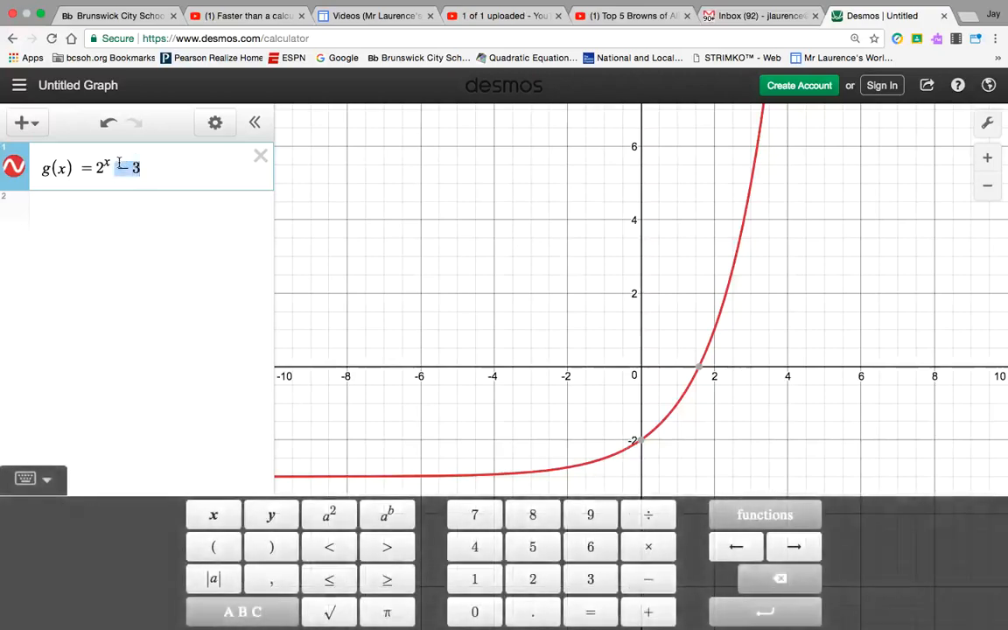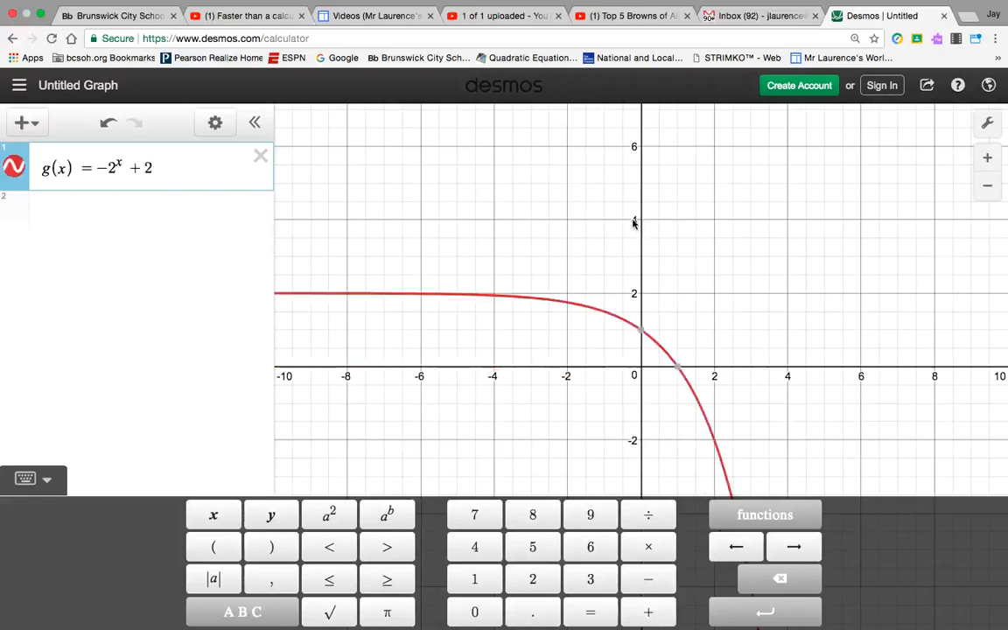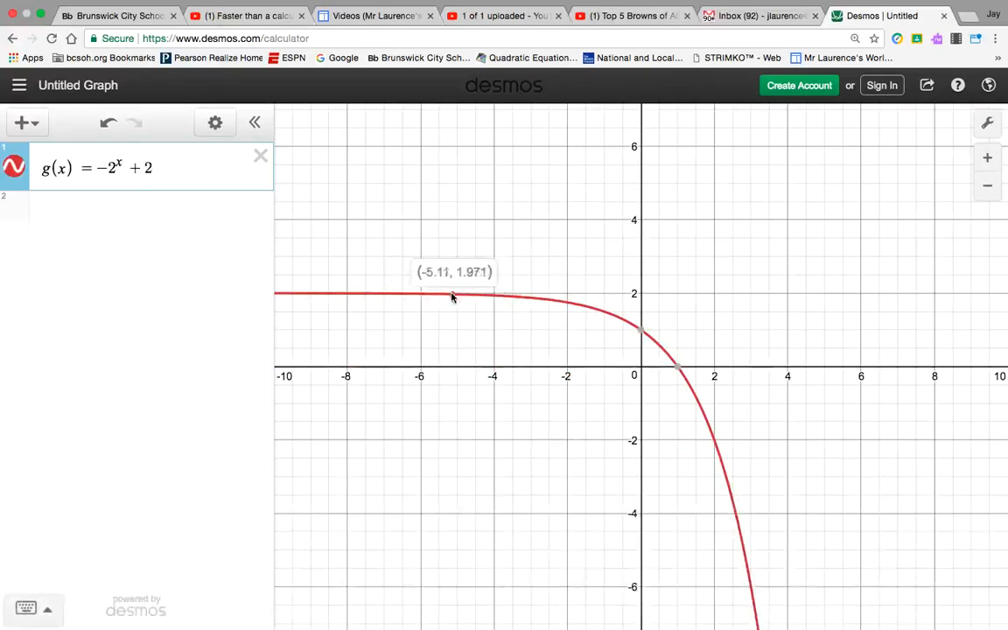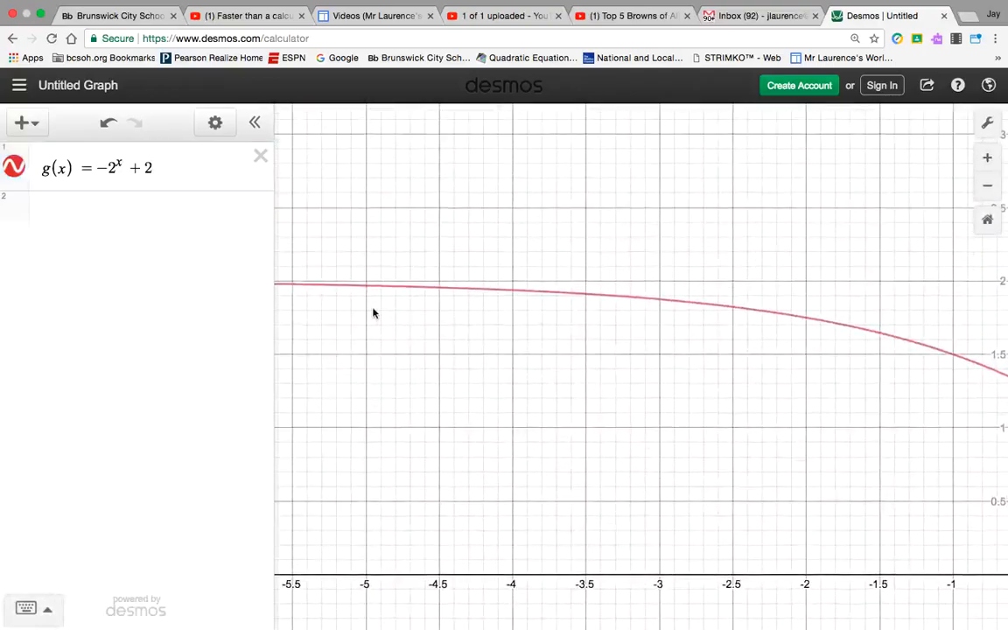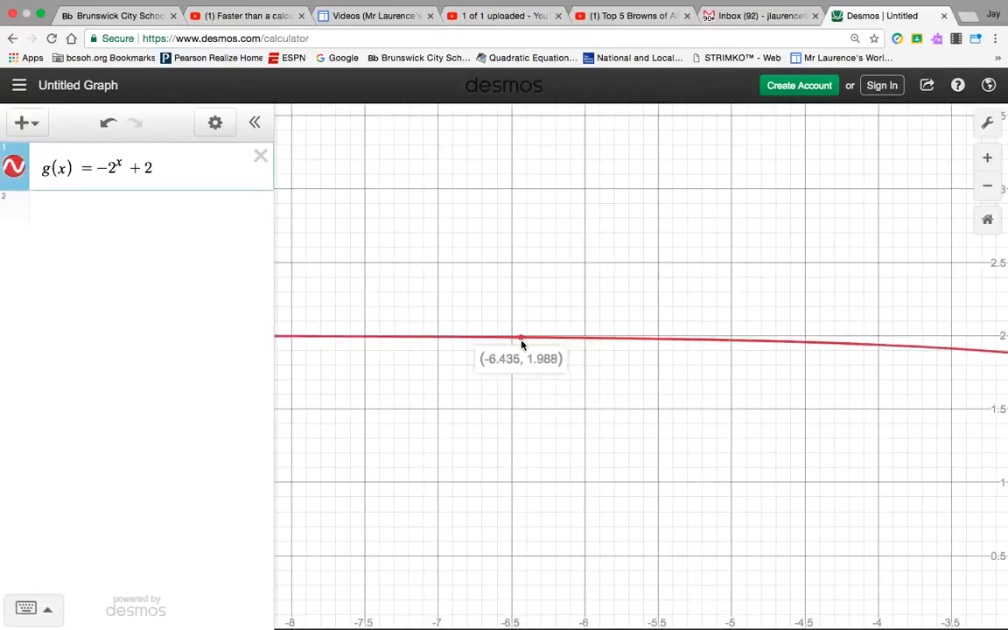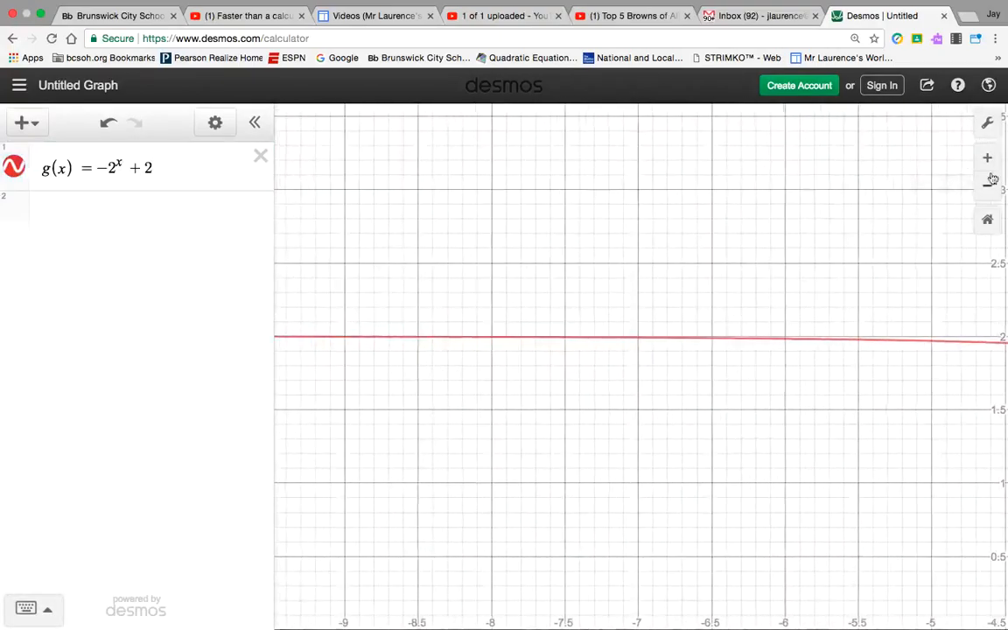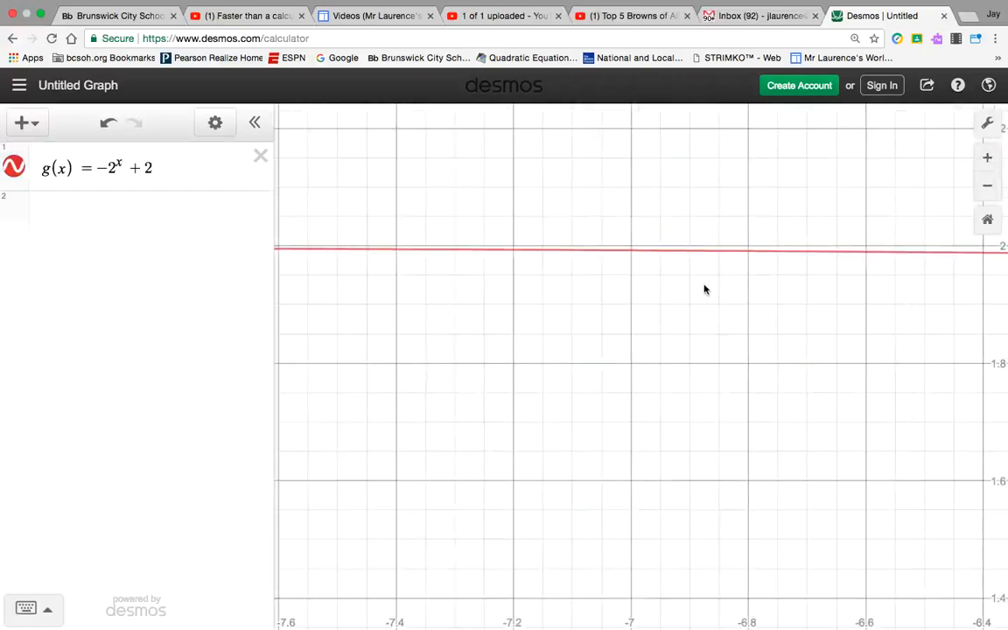Now, let me get rid of this negative 3, and let me stick a negative in front of that 2, and then let me add 2. Okay. Look at it, flip the graph upside down, and you see here's the asymptote right here. It looks like it's hitting 2, but if you check the y values, it's not. In fact, if I zoom in, you can already see the separation there. See? Oh, Mr. Lawrence, it's not separated there. Okay, let me get that in the center. And zoom in. See, it is separated. Yeah, we're not quite at 2.